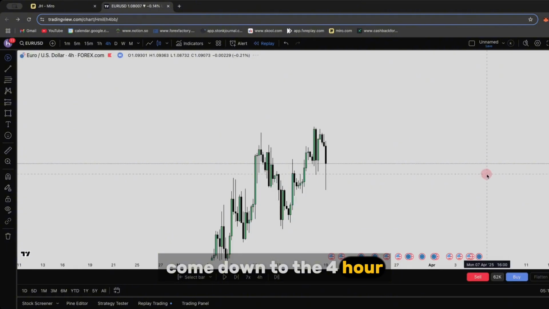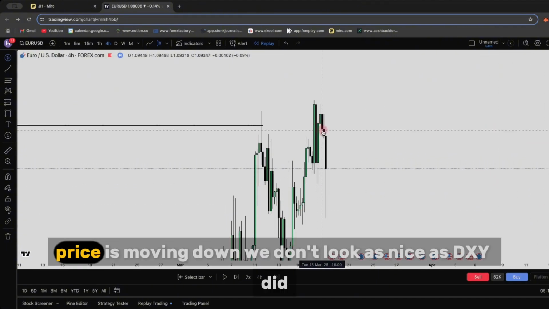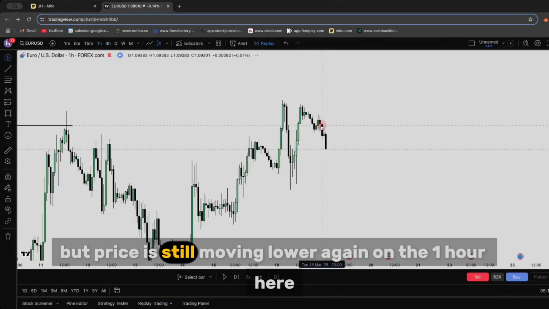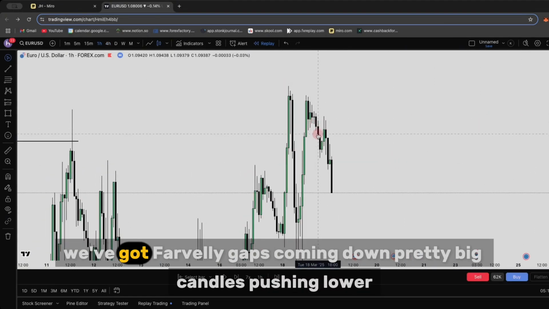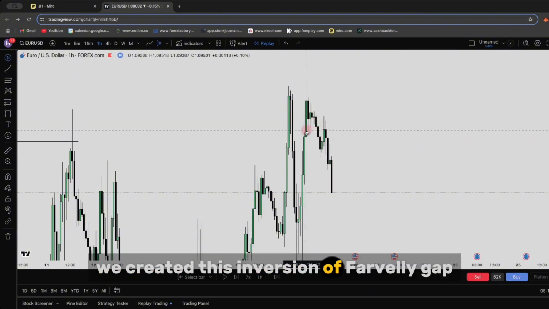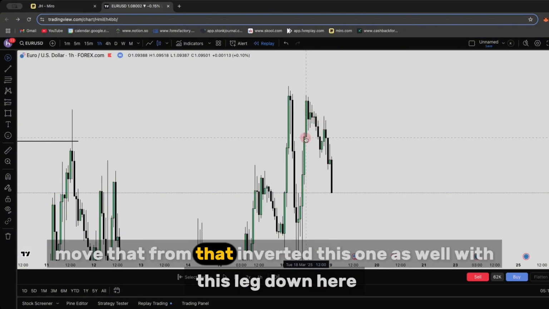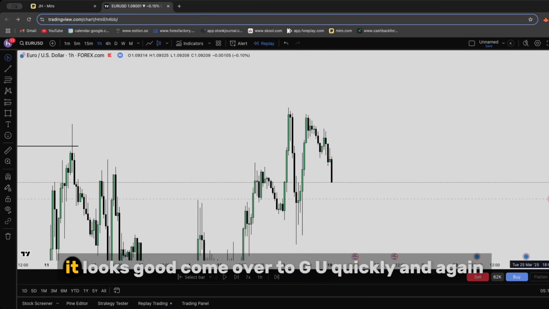Come down to the 4 hour, price is moving down. We don't look as nice as DXY did, but price is still moving lower. Again, on the 1 hour here, we've got fair value gaps coming down, pretty big candles pushing lower. We created this inversion with a fair value gap, which we came up into, moved lower from that, and inverted this one as well with this leg down here. Price is moving lower, it looks good.